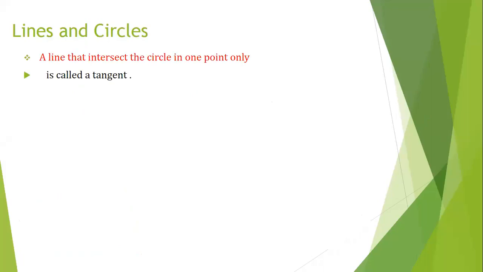A line that intersects a circle at one point only is called a tangent. As you can see in the figure here, the red line is intersecting the circle at one point only. This is why we call the line a tangent.